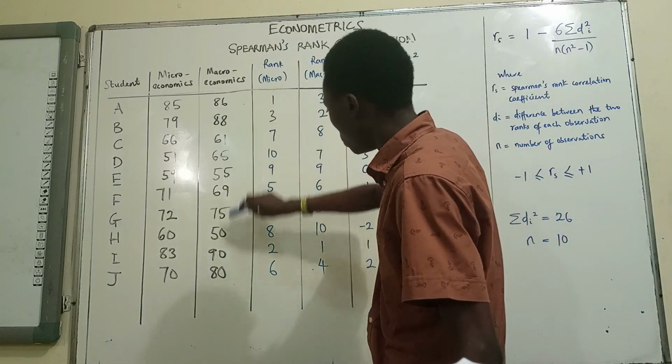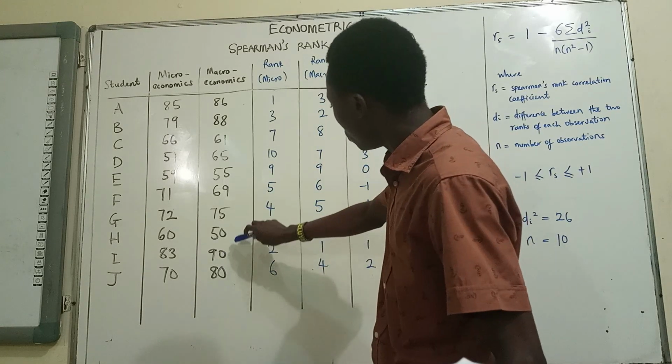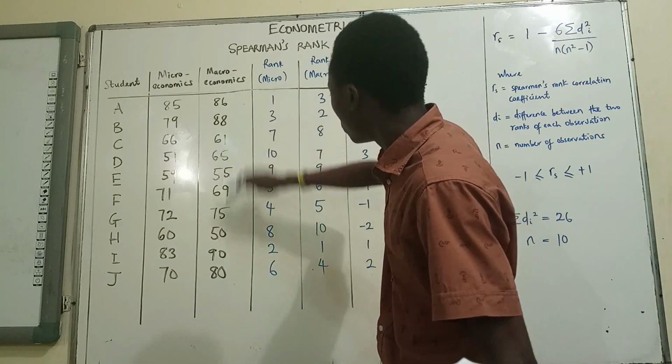Same thing for macroeconomics. The highest score here is 90. So this is 1, then followed by 88. This is 2, on and on.